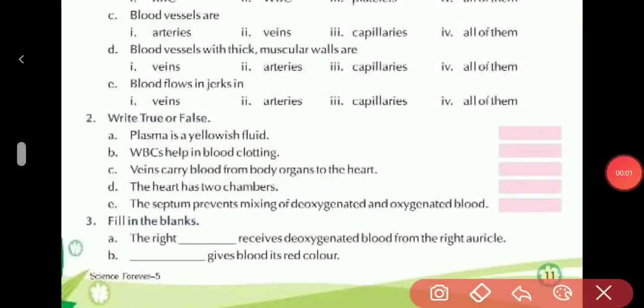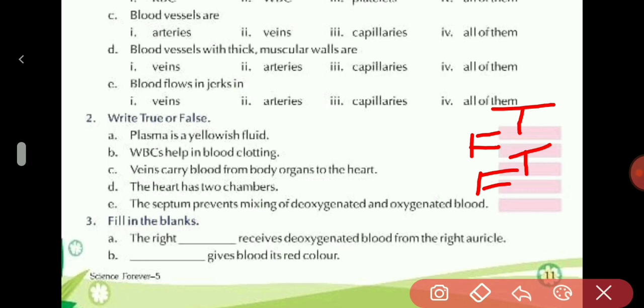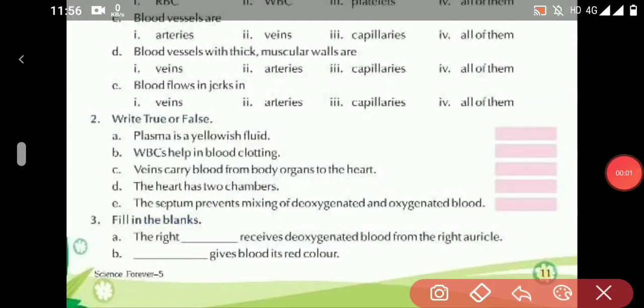Question number 2, write true or false. A part, plasma is a yellowish fluid. So the answer is true. B part, WBC help in blood clotting. So the answer is false because WBC helps to fight against infections. C part, veins carry blood from body organs to the heart. Answer is true. D part, the heart has 2 chambers. Answer is false because heart has 4 chambers. E part, the septum prevents mixing of deoxygenated and oxygenated blood. The answer is true. The third question is fill in the blanks.